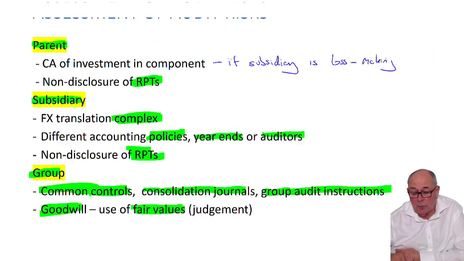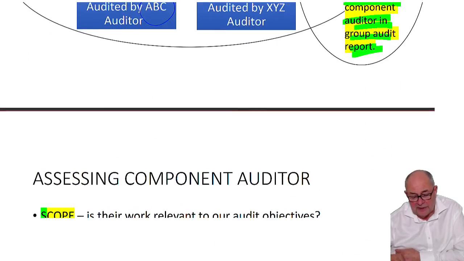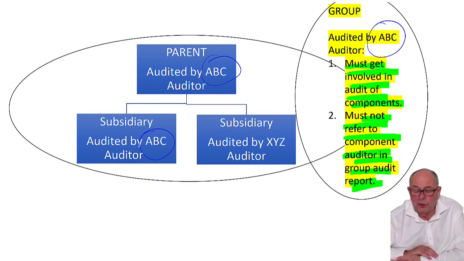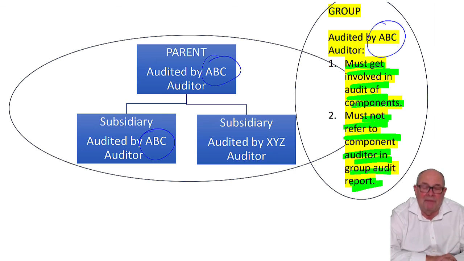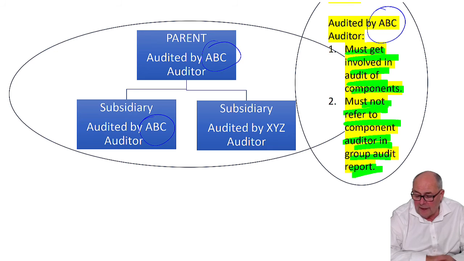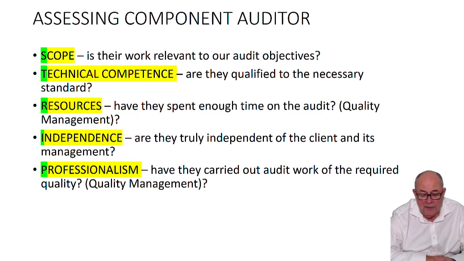Let's summarise what we've said then with group audits. We talked about responsibility. The group auditor is responsible for everything. However, everyone must get involved in the audit. The component auditor is part of the engagement team for the group audit, and the group auditor must get involved in the audit of the components.